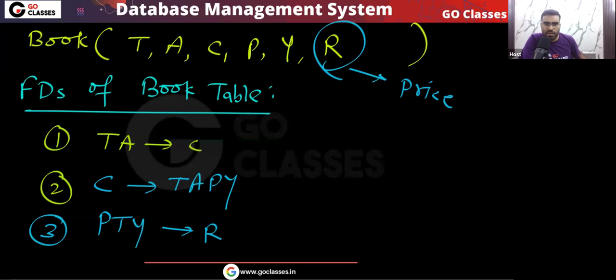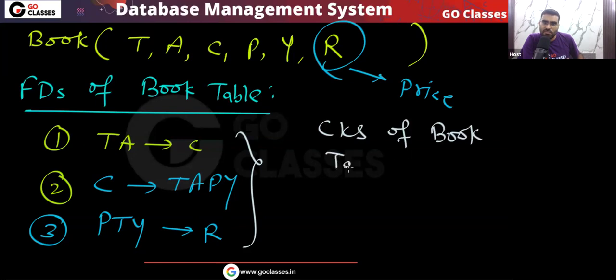Now you tell me. Once you have these FDs of the book table, what are the candidate keys of the book table? Tell me about the candidate keys of the book table. Is there any attribute which is not on the RHS? Here, these are the attributes. Which attribute is not on the RHS? Every attribute is on the RHS.